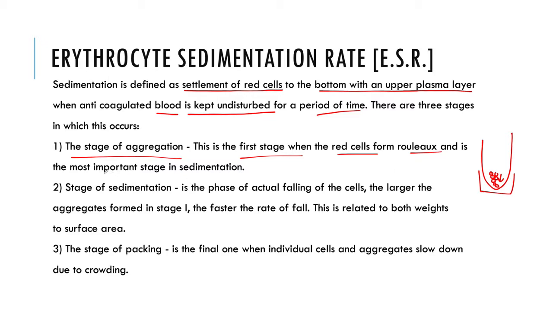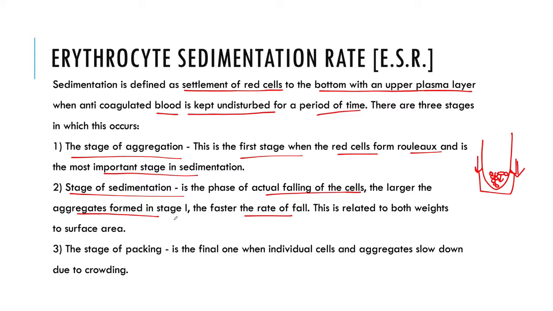It is a very important stage of the sedimentation, because when the RBCs are joined together, the gravitational force on that clump of RBCs will be more, so automatically they will sediment very fast. Now the stage of sedimentation. In this phase, the actual falling of the cells will occur, and the larger the aggregates formed in the first stage, the faster the rate at which they will fall. That means when the stacking is more, the downward movement will be higher.